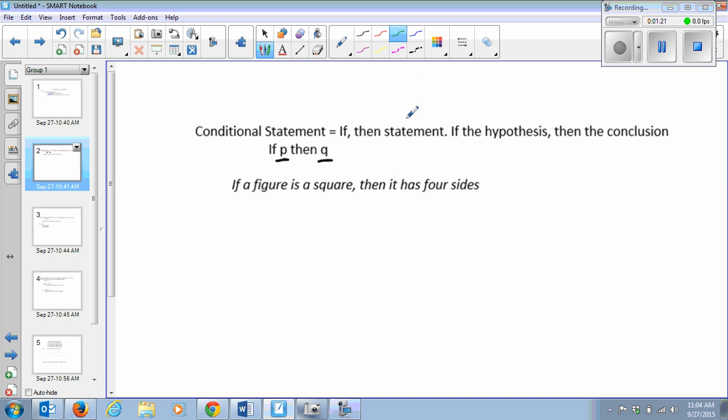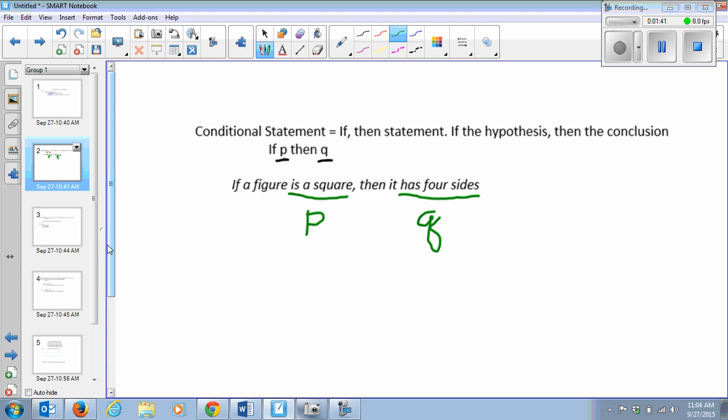All right, you should have got for the hypothesis is a square. If you put a figure, that's okay, but you're not going to use that in this scenario. And for the conclusion, you should have got it has four sides. So this would be my P, and this would be my Q.